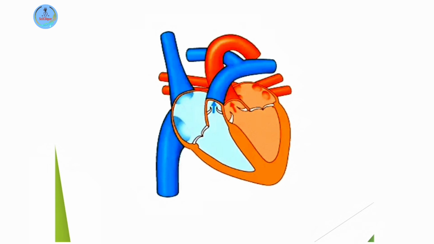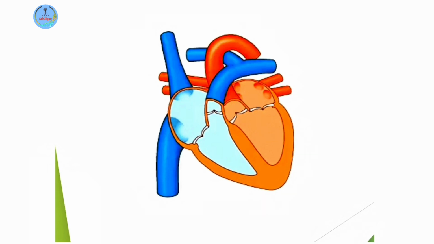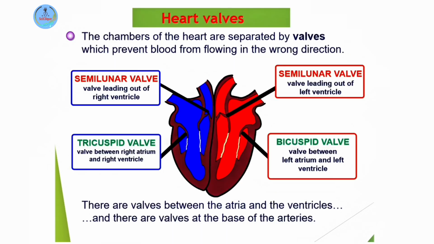Now immediately this is done, the semilunar valves close up so that the blood does not flow back into the ventricles. There is one very important bit that I have forgotten to mention, and that is with regards to the muscular walls of the ventricles. So do you see these parts? These are made up of muscles.